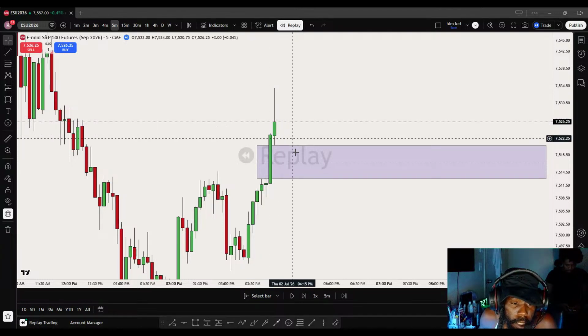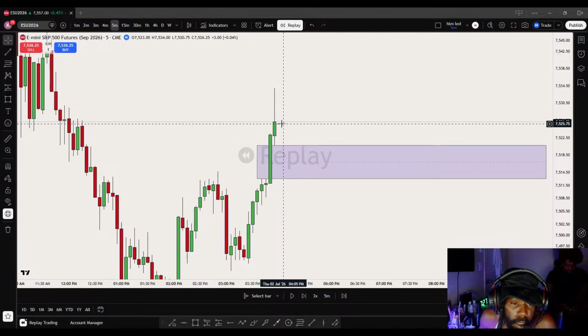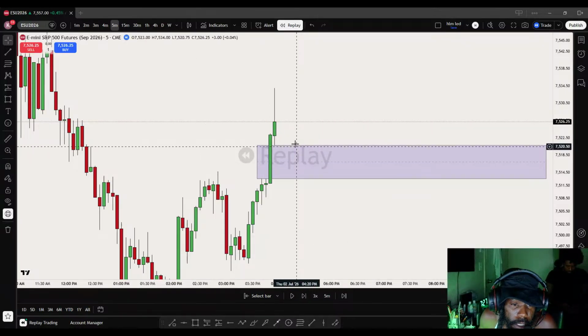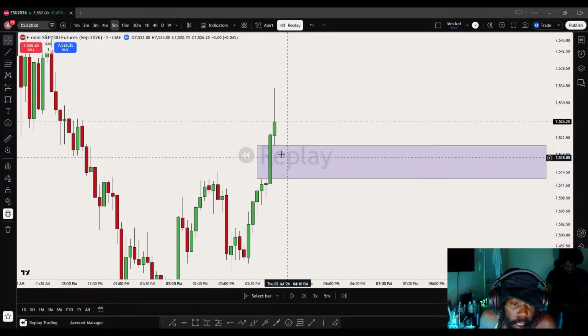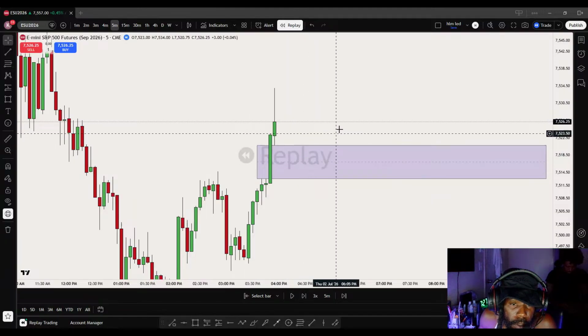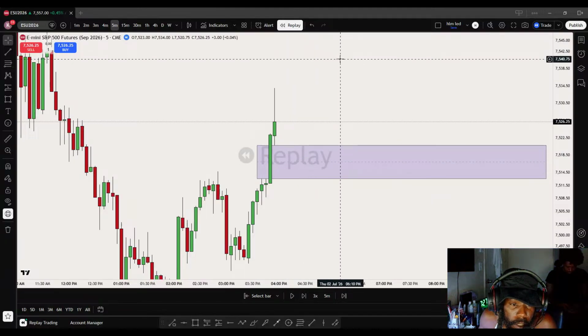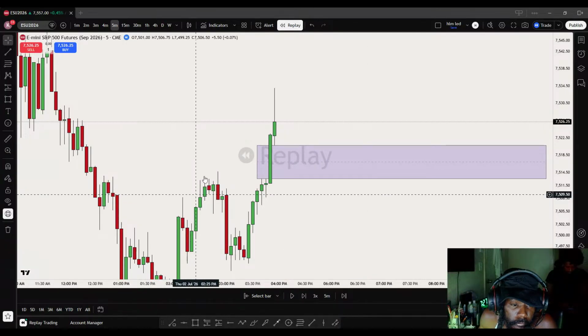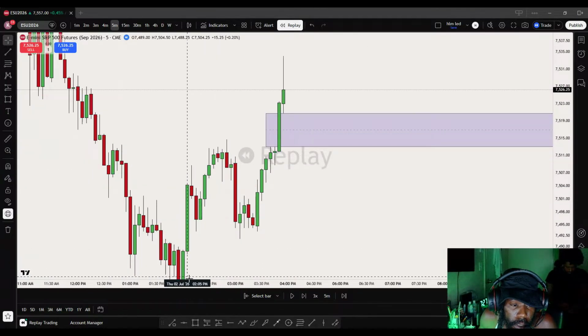Retested means touched, right? So we're up here. Price is up here at 75.26, right? It hasn't touched the fair value gap, right? You want to see it touch the fair value gap and then continue to go higher, right? If we're in a bullish trend, which it looks like we are right now.